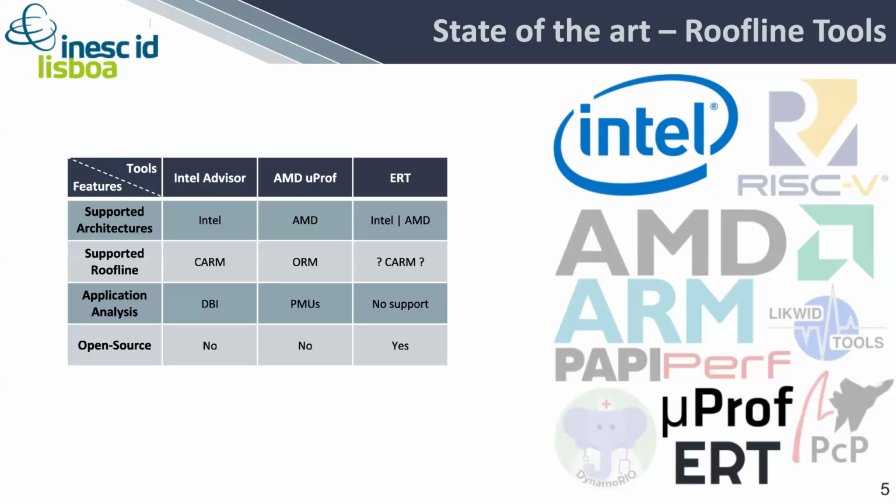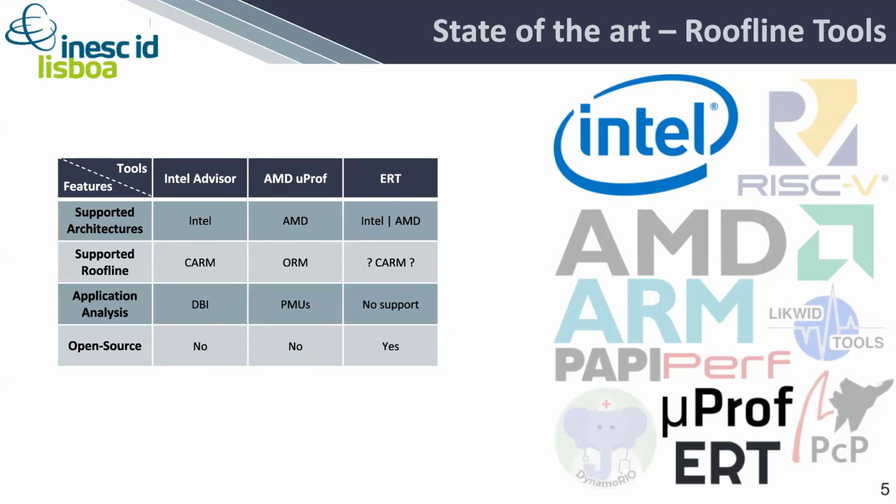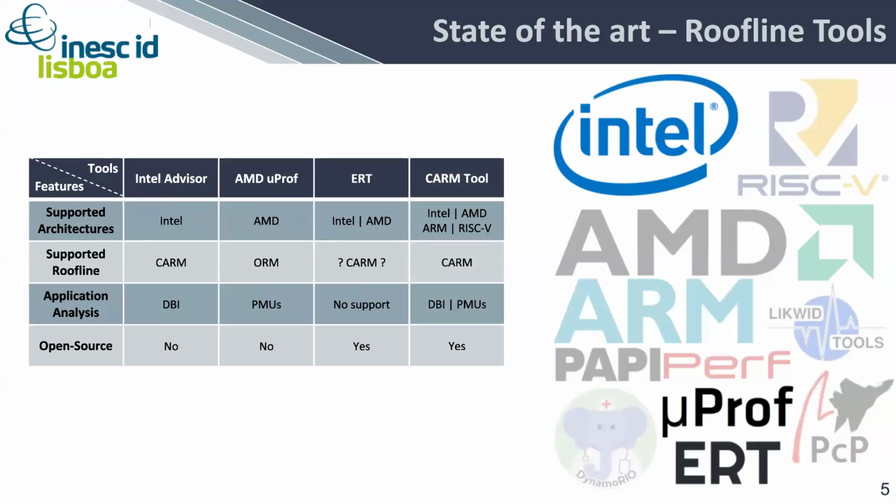And then, besides these two closed source tools, there is ERT, which supports CPUs from both vendors. However, it does not explicitly state which type of Roofline model it implements, but it produces something very similar to the CARM. However, ERT does not provide any way to analyze applications in the context of the CARM, and as you may have noticed, none of these tools are able to provide support for other vendors like ARM and RISC-V, which is exactly the problem that the CARM tool attempts to fix via the support for these vendors, and by also providing both DBI and performance counter application analysis options for even more flexibility in its utilization.